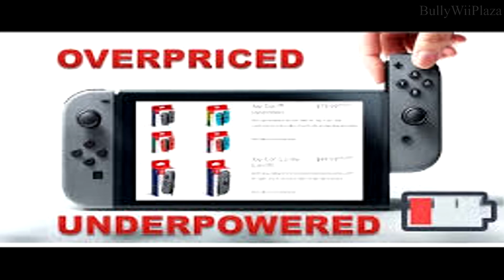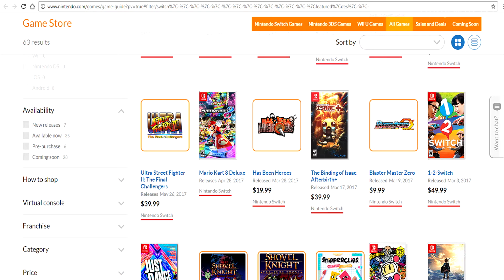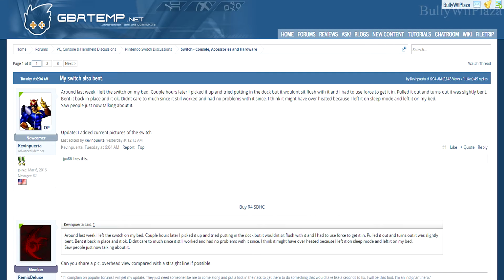It is barely a stronger device than the Wii U, which is 5 years older. Why does Nintendo come out with such underpowered hardware? Anyway, users have been complaining that the game 1-2 Switch is just a tech demo, but Nintendo is still selling it for $50, once again ripping people off for a poor game which should have been priced at around $20. Furthermore, there have been plenty of issues with the system such as overheating or bending. For this I will show you a short clip by the YouTuber ReviewTechUSA which should speak for itself.